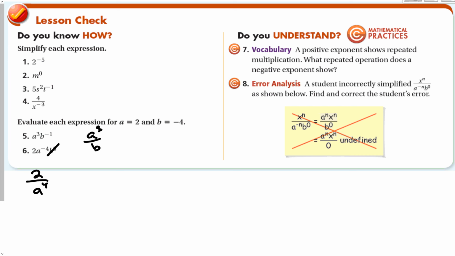A student incorrectly simplified x to the n power over a to the -n b to the 0, and said it is undefined. What's the mistake? The mistake is that b to the 0 is not 0, it is 1. So it is not undefined. Anything to the 0 power is 1. And that is 7-1, 0, and negative exponents.